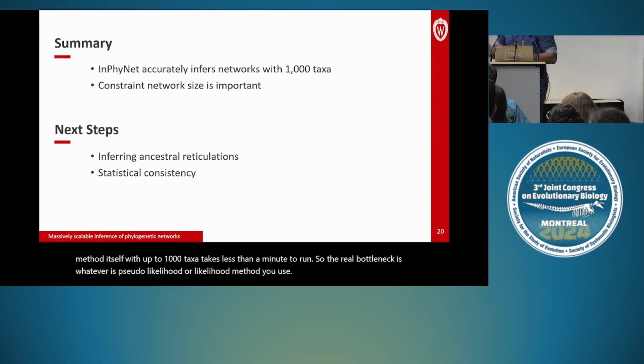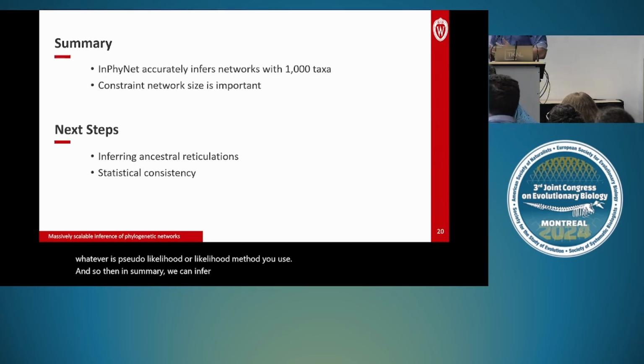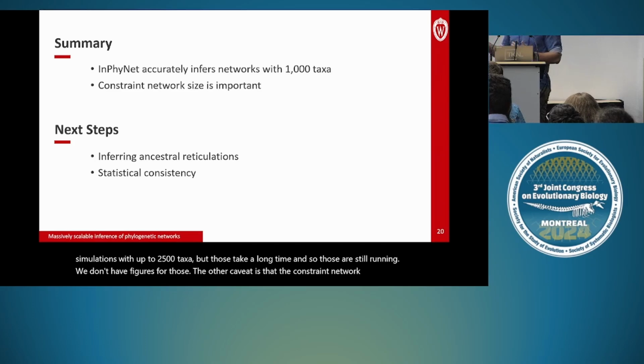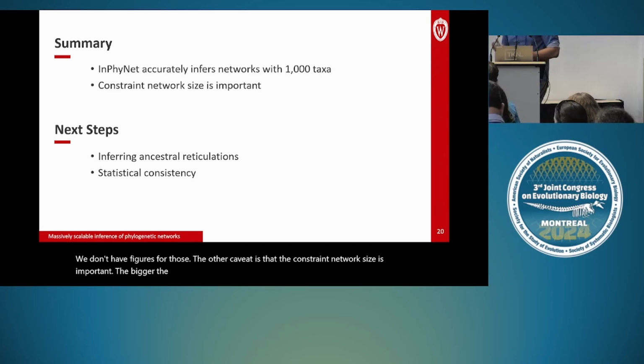And so then in summary, we can infer networks with up to 1,000 taxa accurately. We also have simulations with up to 2,500 taxa, but those take a long time, and so those are still running. We don't have figures for those. And the other caveat is that the constraint network size is important. The bigger, the better, but it's important.